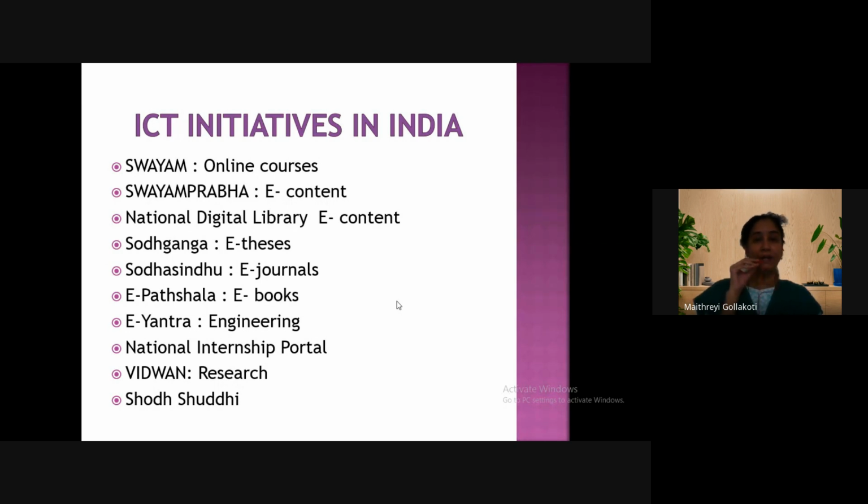If you want more information about these initiatives, I would suggest that you refer to the Department of Education, Government of India website. They have complete information about all these things that I'm going to discuss right now, and complete links are also provided on the page itself. Now let us start to see what the initiatives are.